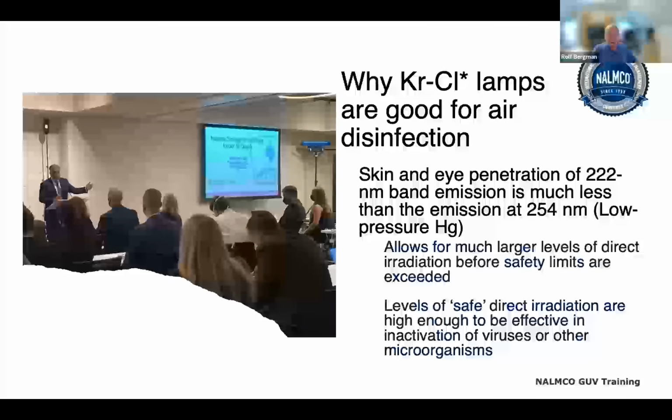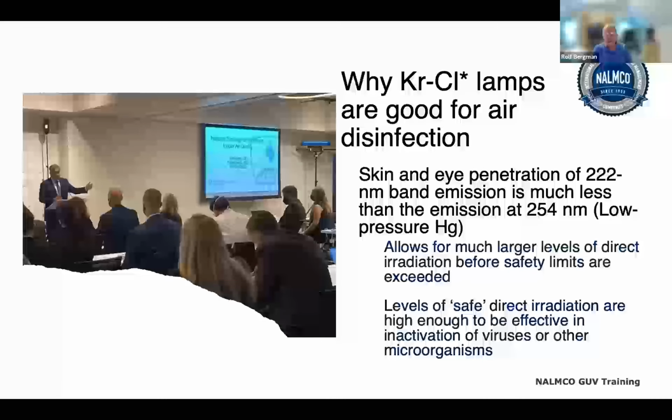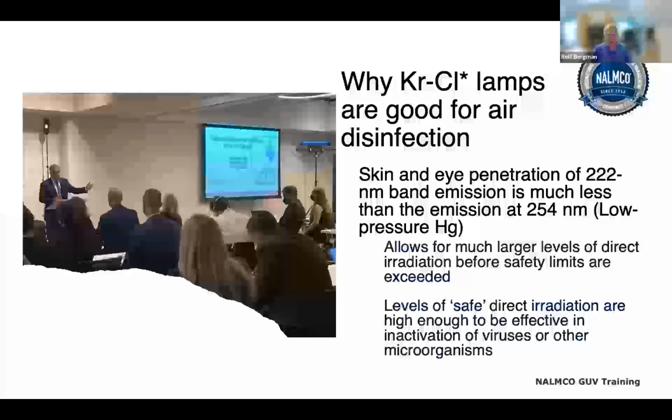And furthermore, the disinfecting capabilities at 222 are as good as, in some cases better, some cases not as good, but they disinfect the organisms or viruses, microorganisms in the air. So you have the capability now of having safe irradiation that is also effective enough in disinfecting organisms to be of real help. This is not possible with lamps that emit higher wavelengths, like the low pressure mercury.